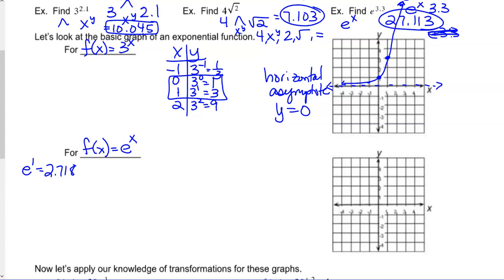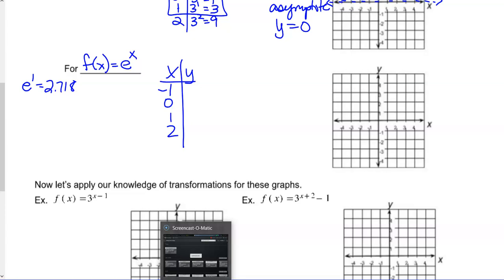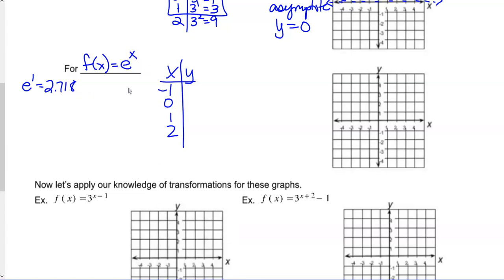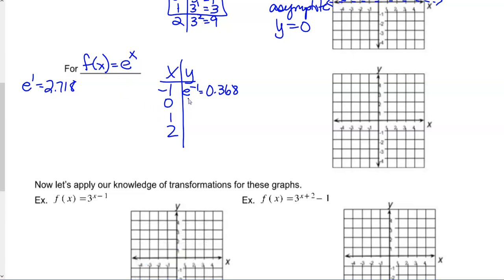Okay? Now, if I do a t-chart with this natural exponential, I'm again going to look at the numbers -1, 0, 1, and 2, and plug those into my function. This is where your calculator comes into play, because we want e to the -1. So you want to make sure that you enter that in, and that is equivalent to about 0.368. If I plug 0 in, anything to the 0 power is always 1. If I plug 1 in there, e to the first is approximately 2.718.